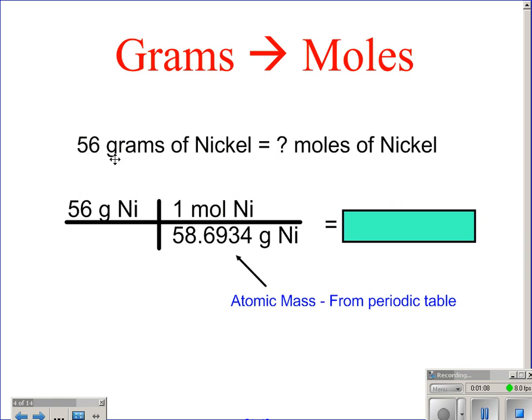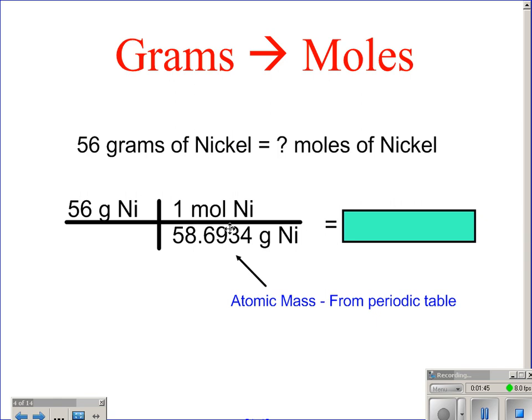If you were given 56 grams of nickel and asked how many moles of nickel, you could simply plug in some values. You've got your given here. You're going to plug in your equation, 1 mole of nickel, and on the bottom you're going to put in from the periodic table 58.6934 grams of nickel, which is the atomic mass of nickel. Okay, now these setups are pretty simple. If things are side by side, you're going to multiply them. If you've got numbers on top and numbers on the bottom, you're going to divide.